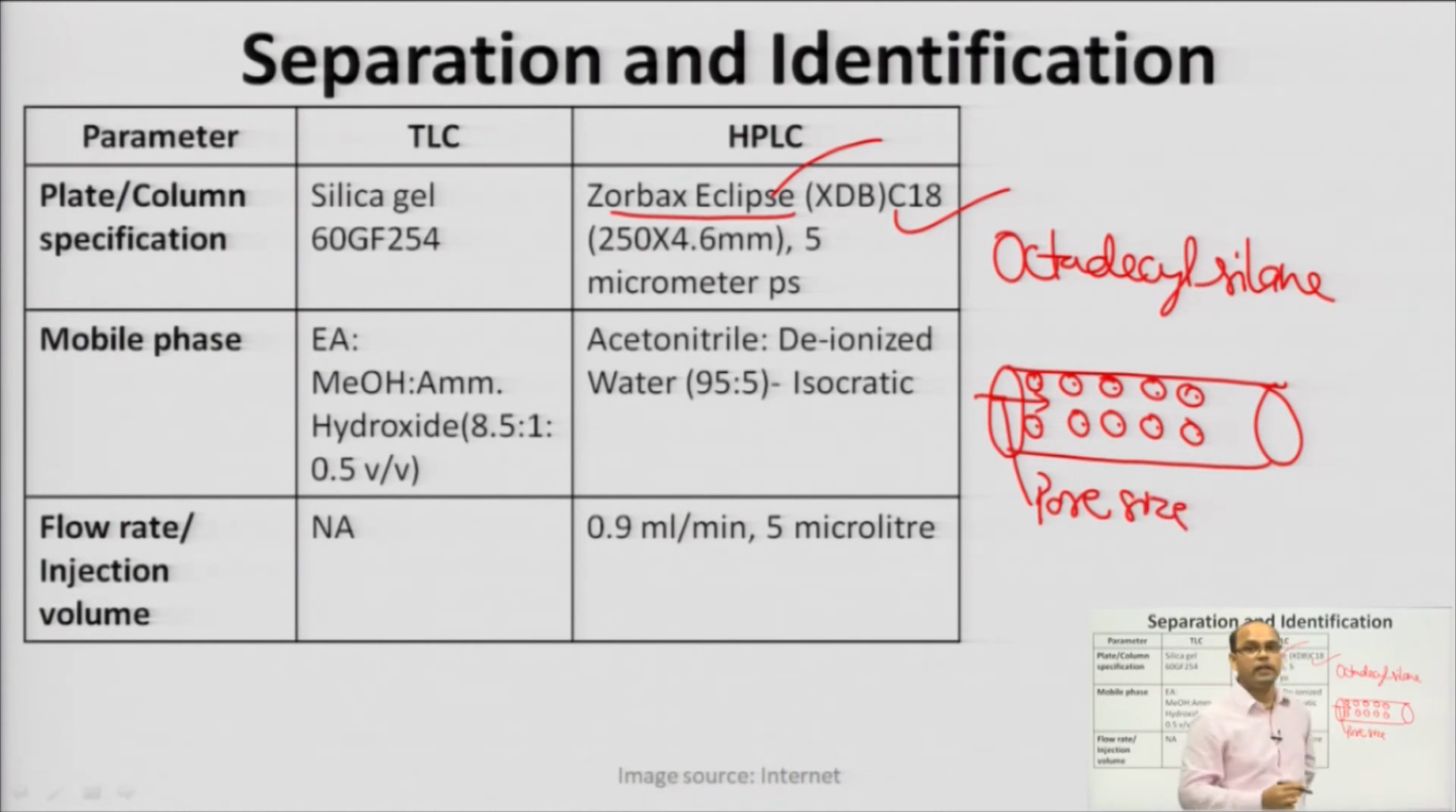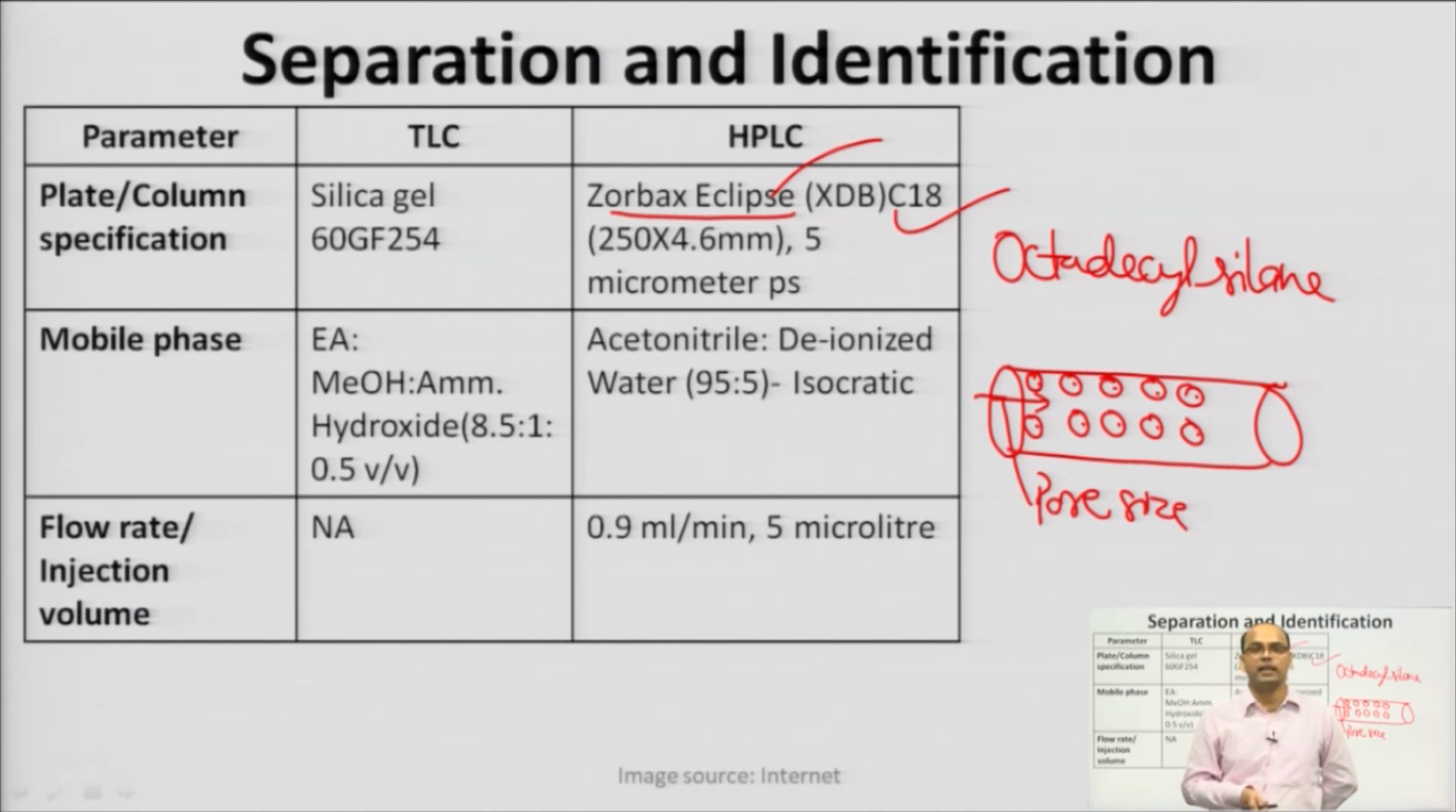So only a particle smaller than 5 micrometer can pass through this column. For large particles like proteins, we use columns with a large pore size. The mobile phase for HPLC analysis we used is acetonitrile and deionized water in the ratio of 95:5.